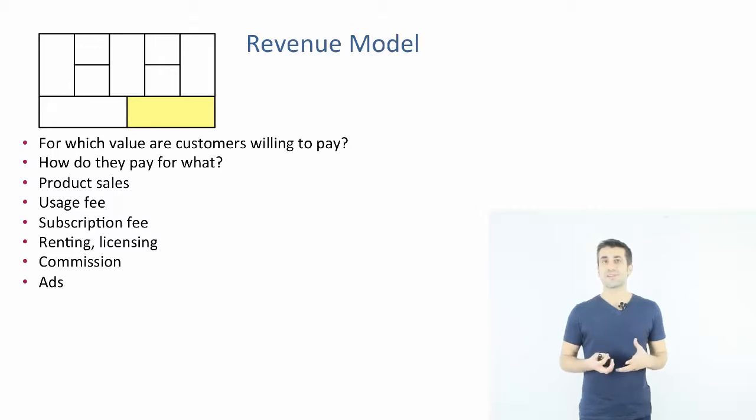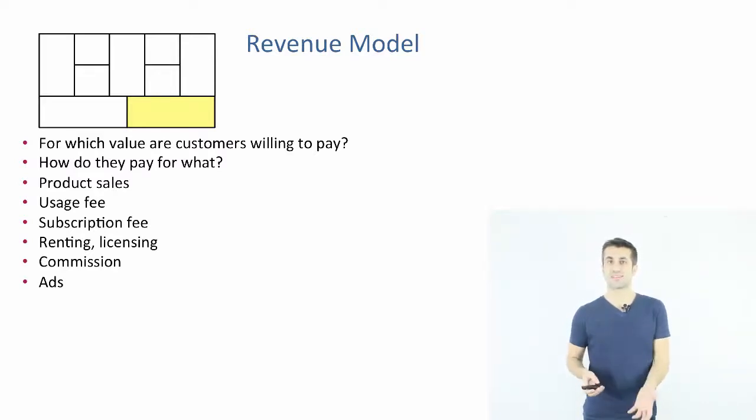And also we need to understand for which value the customers are willing to pay, and how they pay for what they buy or what they rent. Or is it for sales? Is it just a fee? Is it for subscription? Is it for renting, licensing, commissioning, or is it just ad revenue? So these are the things that we need to think about.